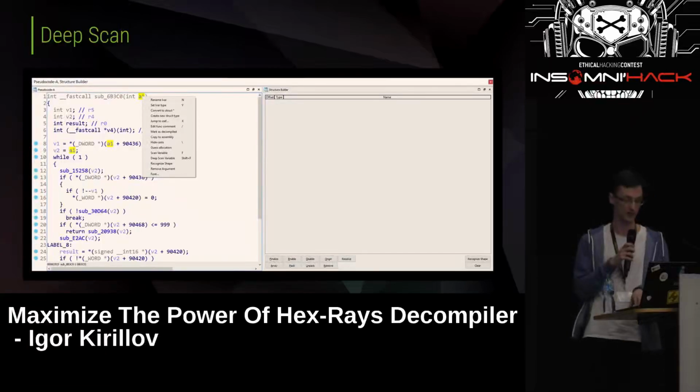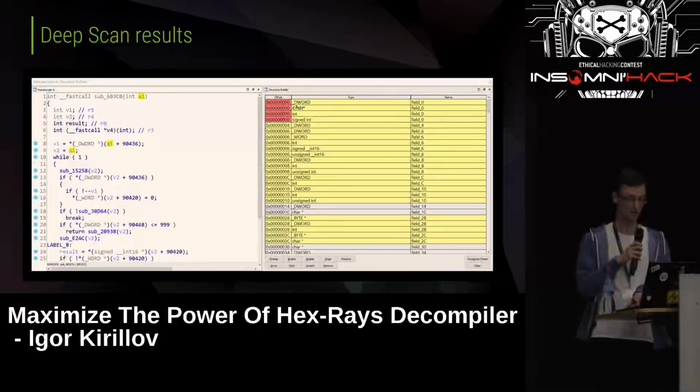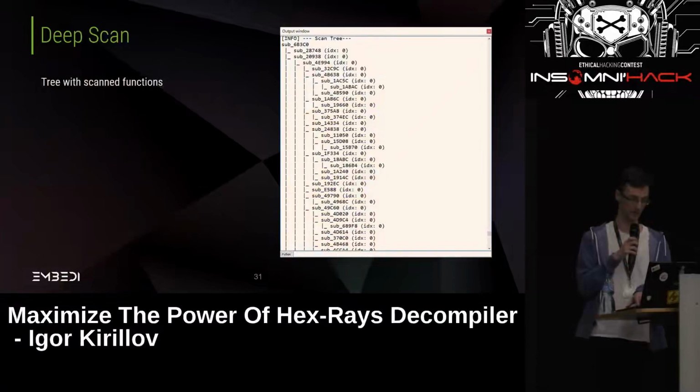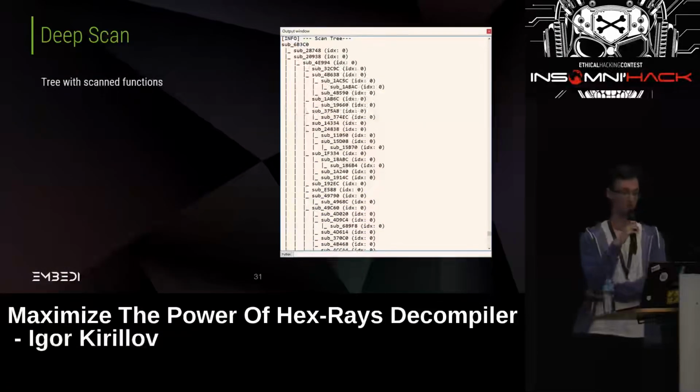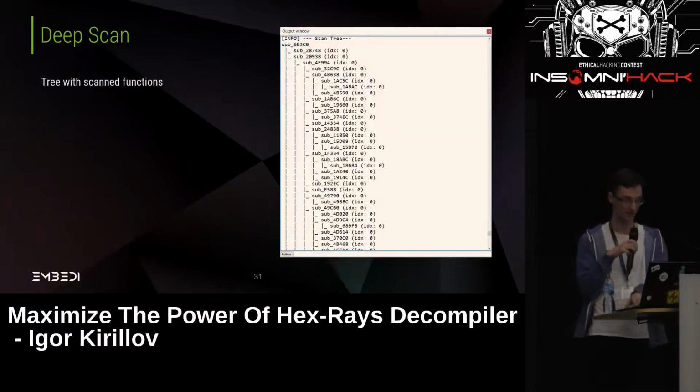And here we start a deep scan variable process and wait until it produces results. It can take some time, and in this example it took about 1 minute. And here you can see that the amount of results collected during the deep scanning is far more than in the previous example. After scanning, all functions visited during this process are shown in the output window. They're represented as a tree.